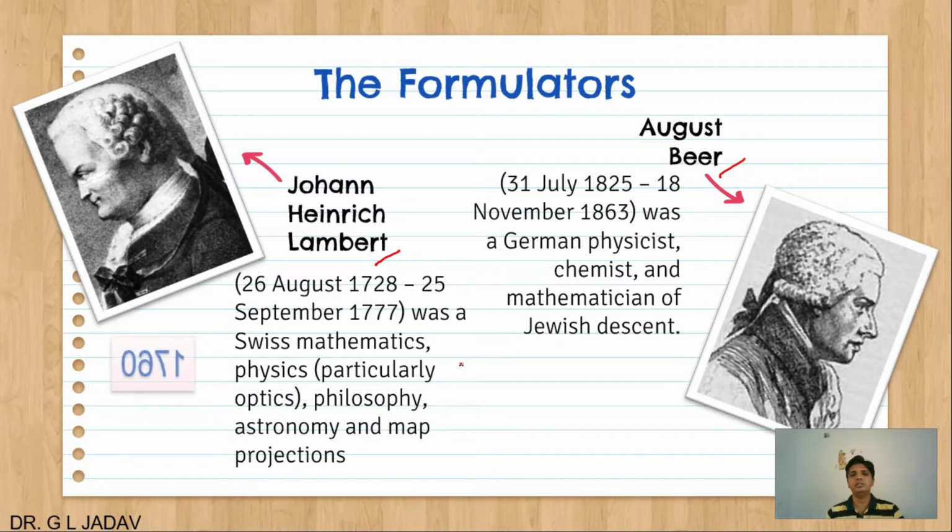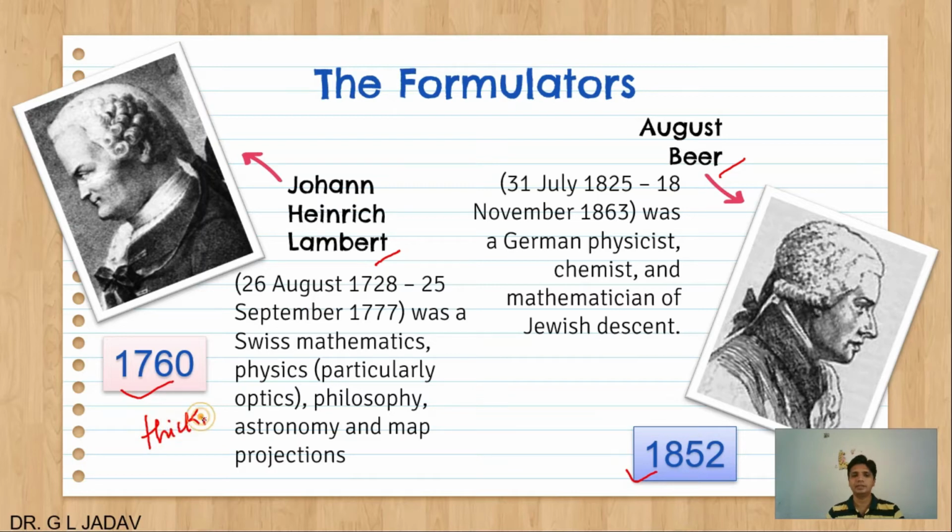Lambert gave his law in around 1760 and the advanced law was given by Beer in around 1852. Lambert discussed based on thickness and Beer discussed based on concentration. So the Lambert-Beer law is the combination of thickness and concentration.